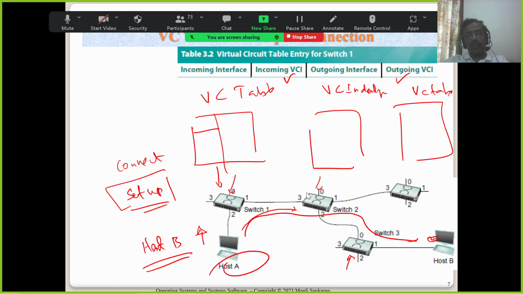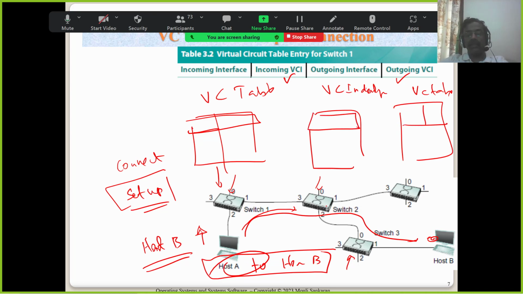Okay, so let me come back. One thing you remember: host A to host B is one connection. Similarly, host B to host A will be another connection, another entry in the table. So for every active connection between two hosts there will be one entry in the table, on all the switches they travel through. In our case, there are three switches in the path, so all of them will have an entry. Each entry has an incoming VCI and an outgoing VCI.